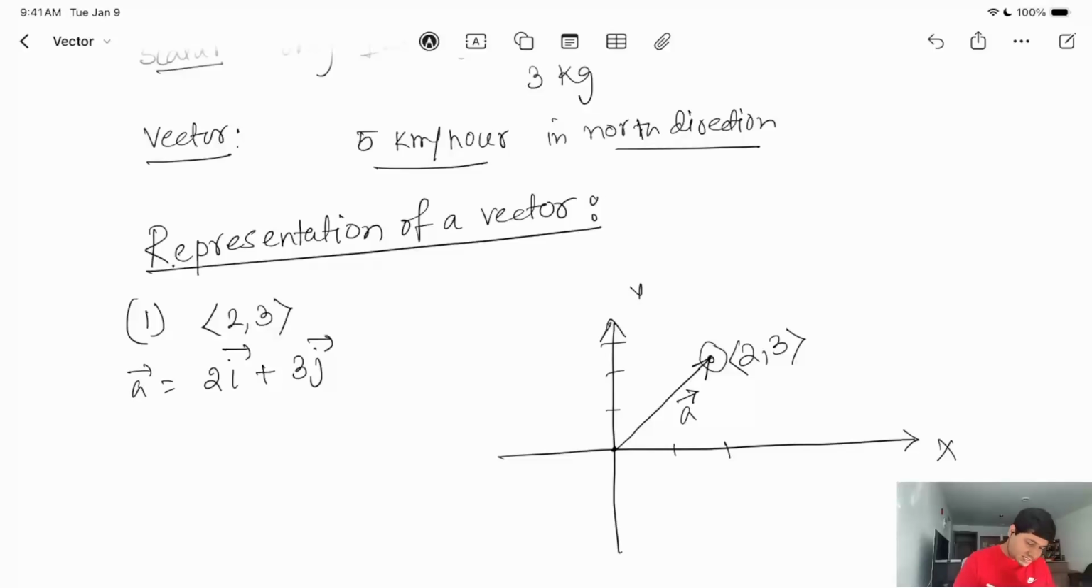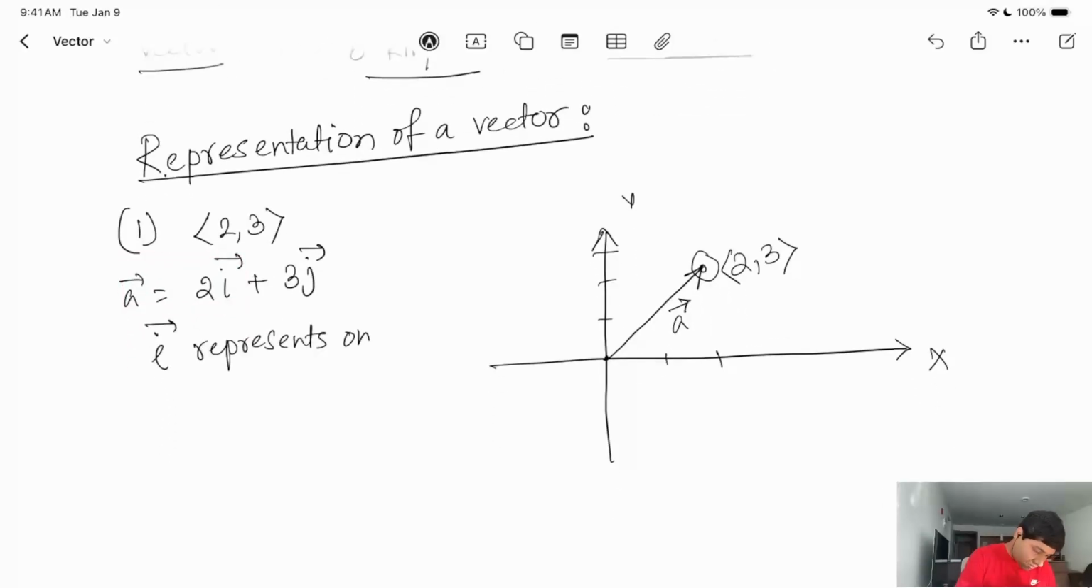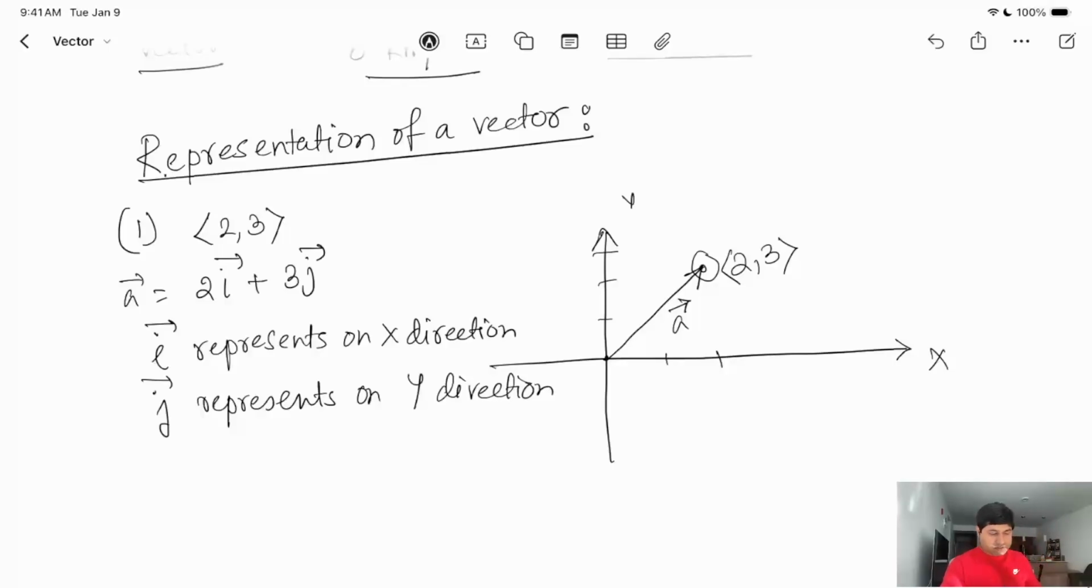What is i here? i represents the direction. You can think of i as representing the x direction. What is j here? j represents the y direction. Okay, so this is nothing but the vector 2i plus 3j.